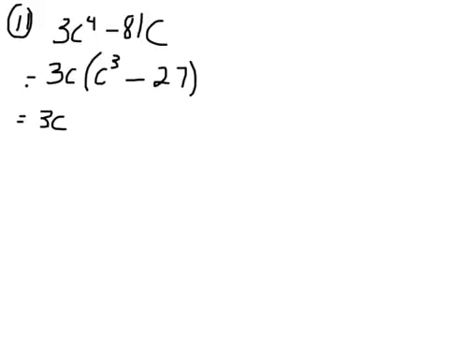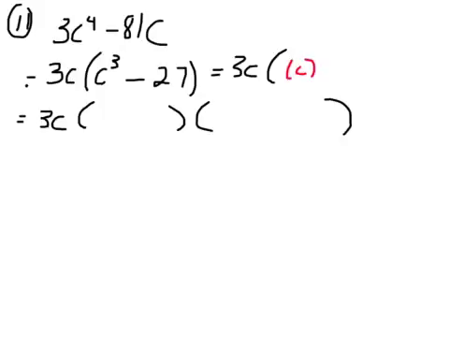So if I look at this, can I factor this c cubed minus 27? Sure, because I could think of this as 3c times something cubed. What's the something? C, in this case cubed, minus something else cubed. What's cubed to get 27? 3. So my terms are a c and a 3.